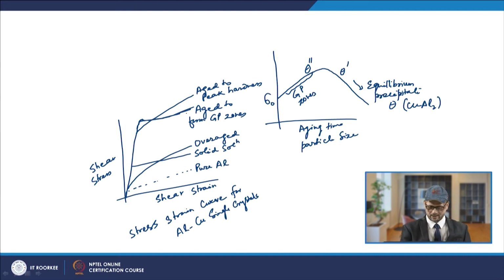Now, if you are aging to the peak hardness, in this case you are getting the peak hardness. Now, in this case there will be a small decrease in the yield strength as compared to this, but there is a large increase in the rate of strain hardening. So, that is what is seen in this case.